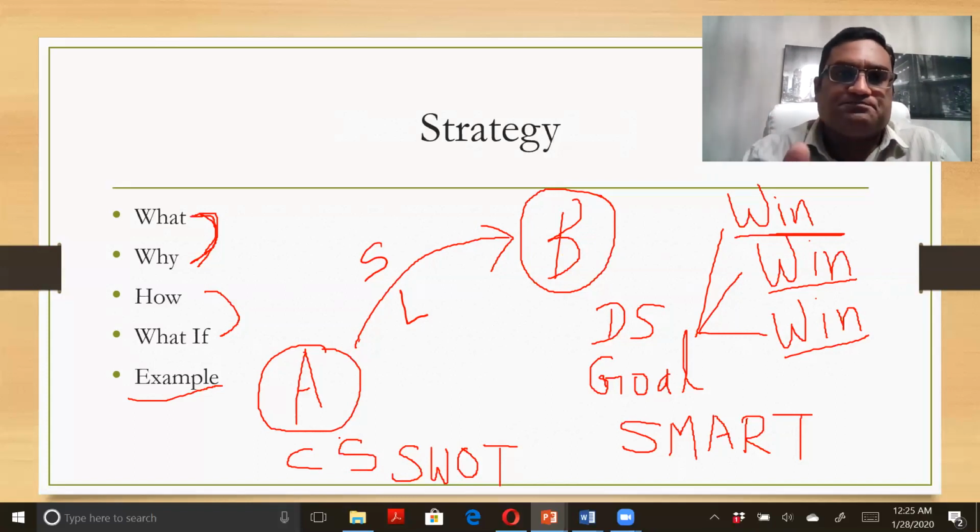So how you get the plan, the arrow, is strategy. And underneath I have written L, which is leadership.